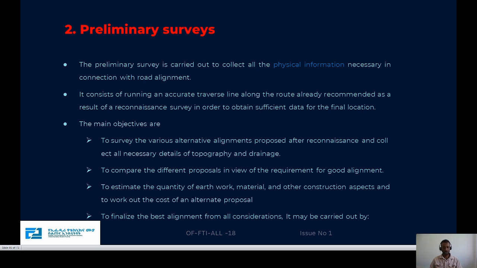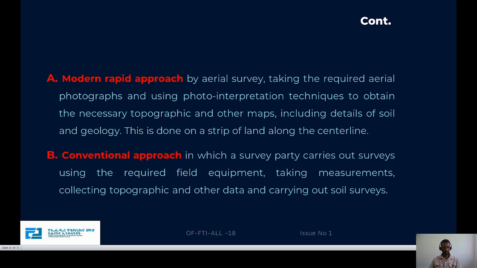The main objectives are to survey the various alternative alignments proposed after the reconnaissance survey, to compare the different proposals in view of the requirements for good alignment, to estimate the quantity of earthworks, material and other construction aspects, to work out the cost of the alternative proposals, and lastly to finalize the best alignment by considering the different requirements. This preliminary survey is conducted with two approaches.